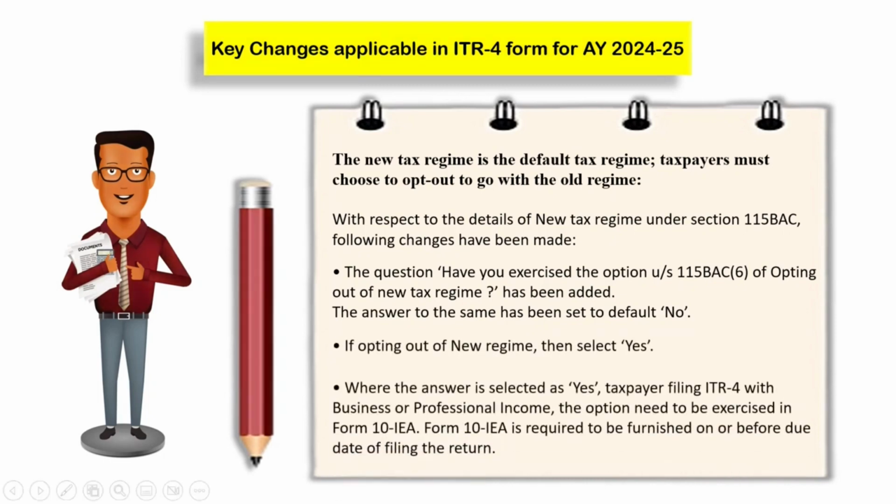Where the answer is selected as yes, for a taxpayer filing ITR-4 with business or professional income, the option needs to be exercised in Form 10IEA. Form 10IEA is required to be furnished on or before the due date for filing the income tax return on the e-filing portal.